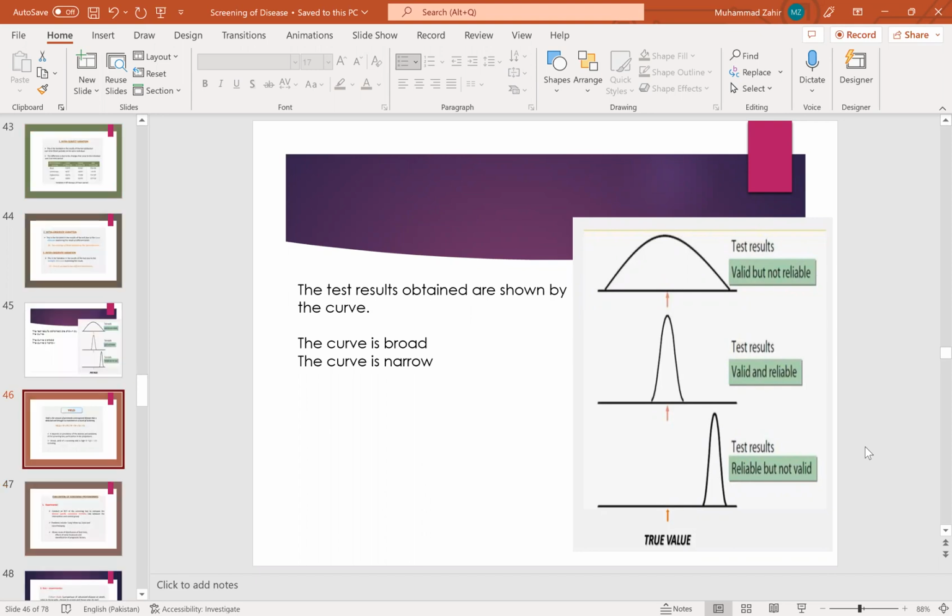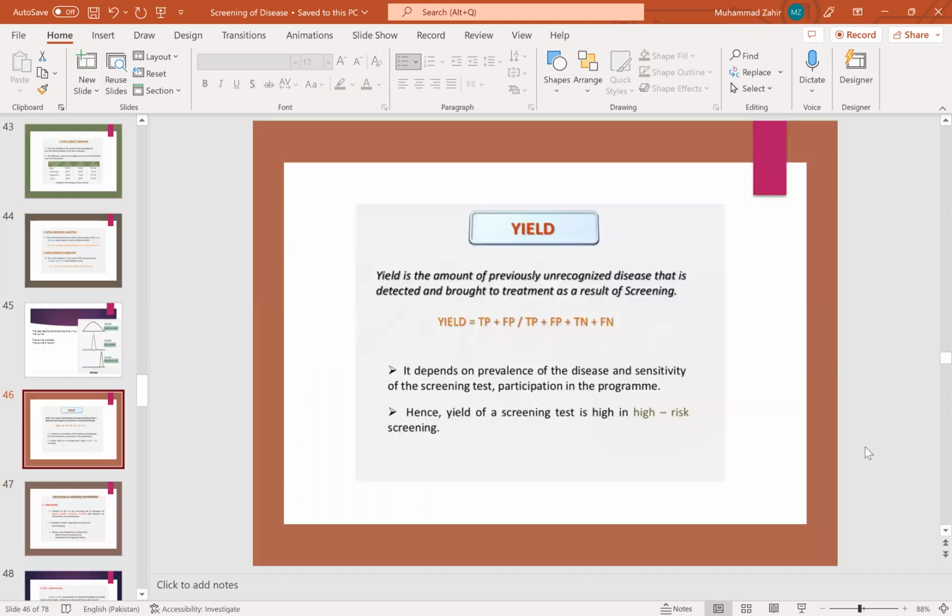Yield is the amount of previously unrecognized disease that is detected and brought to treatment as a result of screening, and it includes true positives, false positives, and all others. It depends on the prevalence of the disease, the sensitivity of the screening test, and participation in the program. Yield of a screening test is high in high-risk screening.